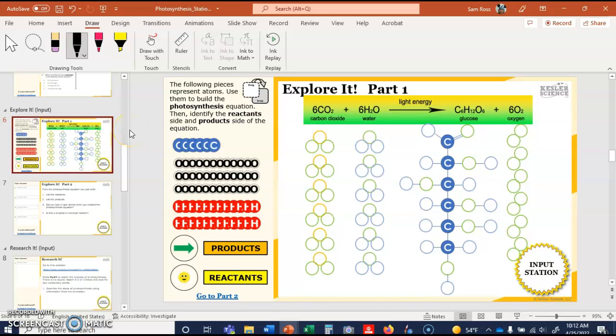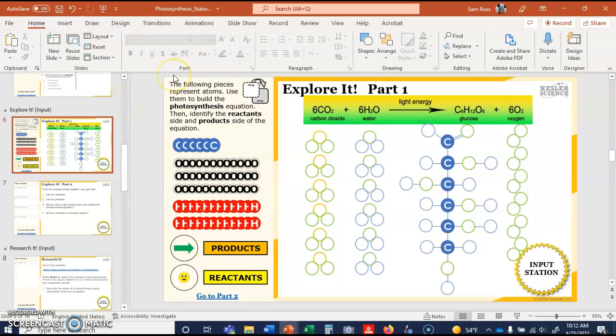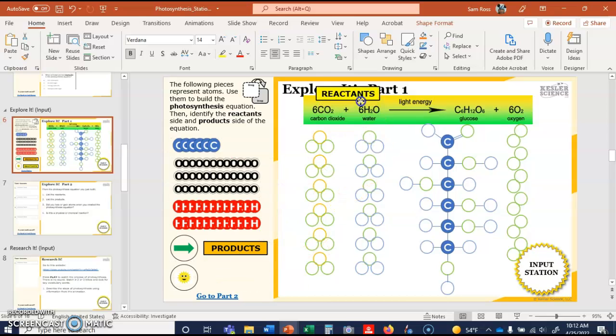Okay, so on this part, it says follow the pieces. The following pieces represent atoms. Use them to build the photosynthesis equation. Then identify the reactants and products. Okay, so the photosynthesis equation is up here. Let me undo the draw and erase that, and let me go home. Okay, there we go. So my reactants are on this side, and my products are going to be on this side, okay?